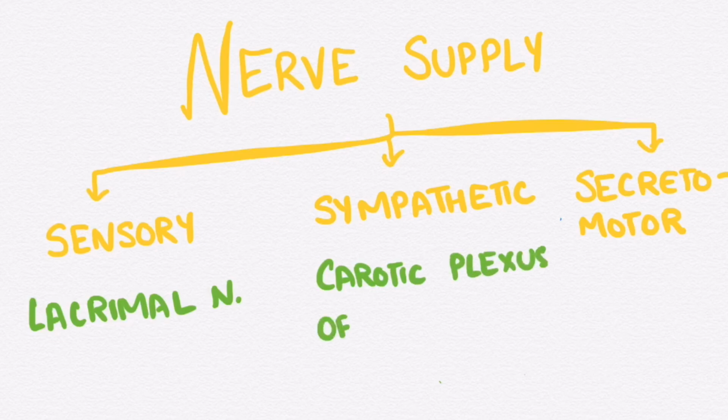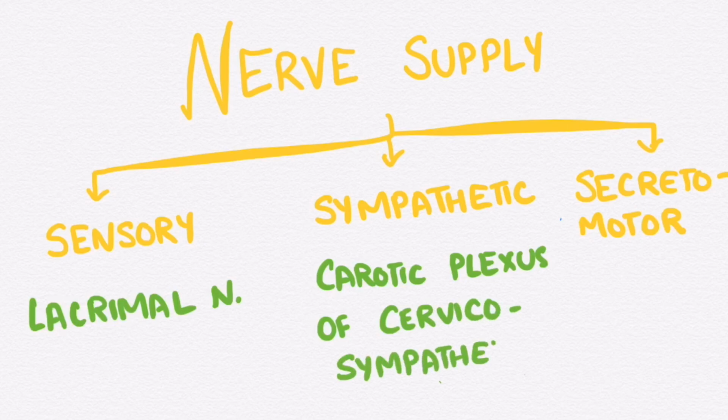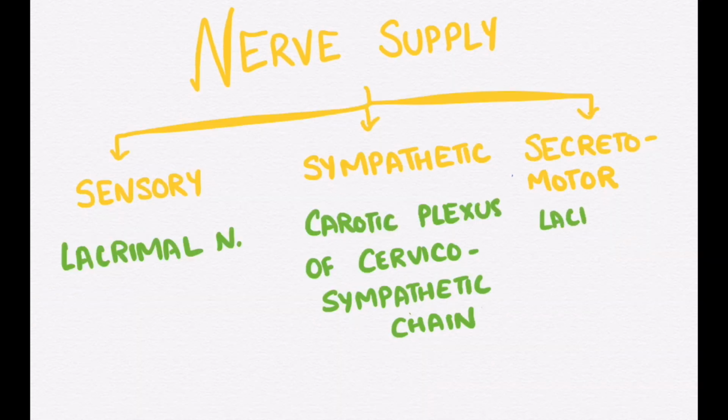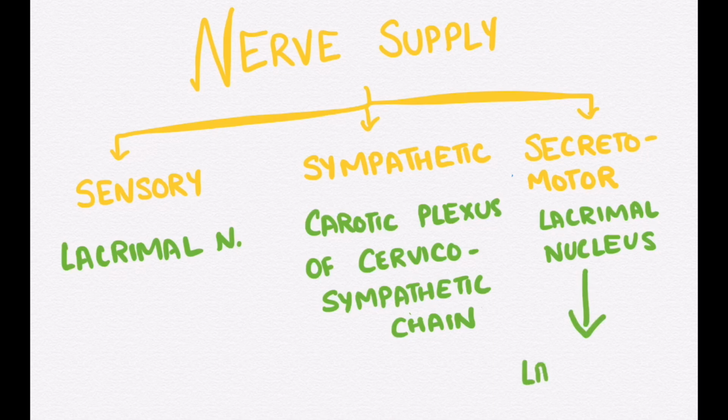The sensory supply comes from the lacrimal nerve, a branch of the ophthalmic division of the fifth cranial nerve, that is the trigeminal nerve. The sympathetic supply comes from the carotid plexus of the cervical sympathetic chain, and the secretomotor fibers are derived from the superior salivary nucleus in pons. It is also known as the lacrimatory nucleus. It goes all the way to the lacrimal nerve in order to supply the lacrimal gland.